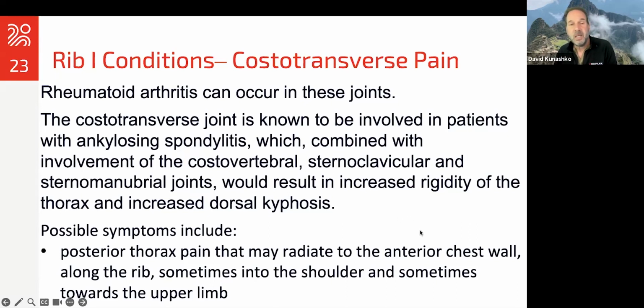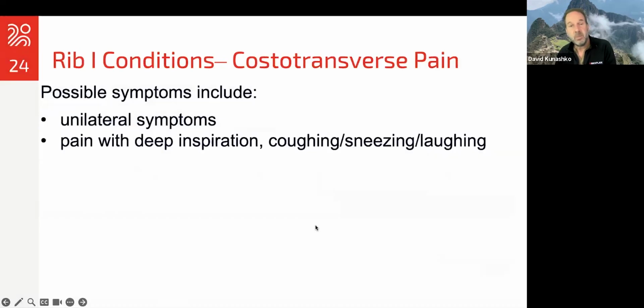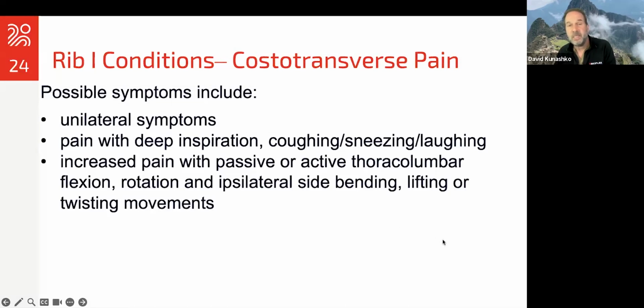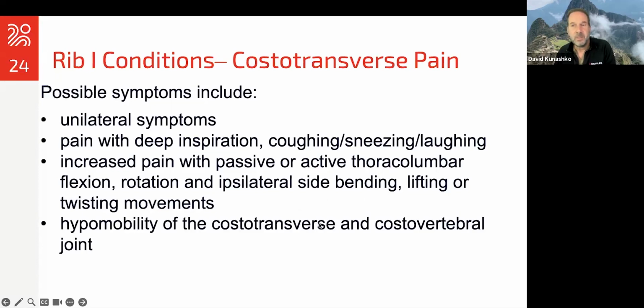Symptoms include posterior thorax pain, which may even radiate. So you need to look for radiation of pain as well. Going to the ribs, going to the shoulder, even the upper limb. Usually it's one-sided, but not always. Oftentimes with deep breath in or coughing and sneezing, it's increased pain. With passive or active thoracolumbar flexion, rotation, ipsilateral side bending, lifting, or twisting movements. So a good physical examination will give you some good insight into that.